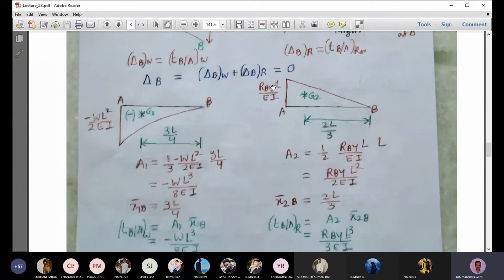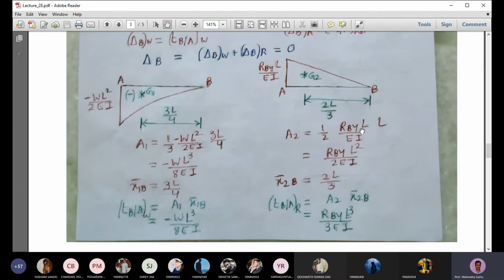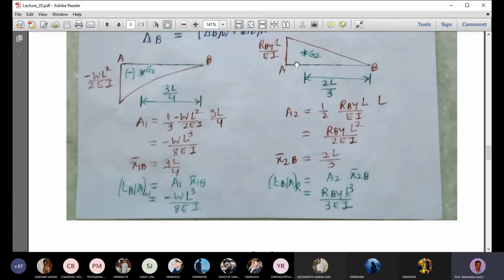Base is L, and height is RBY L by A. So RBY L by A into L, so it will be RBY L square by 2A. So that is the area under the curve. And X bar 2B is 2L by 3. So we multiply the area A into X bar 2B, and we get RBY L cube by 3A.